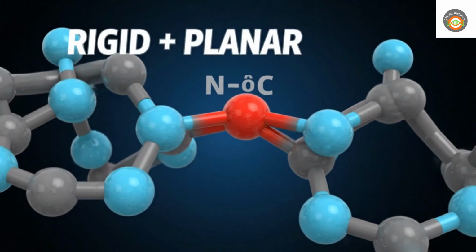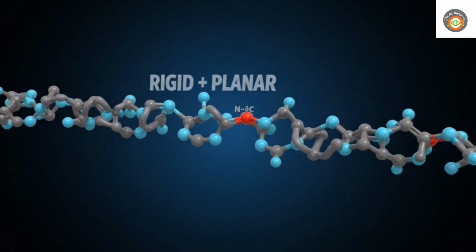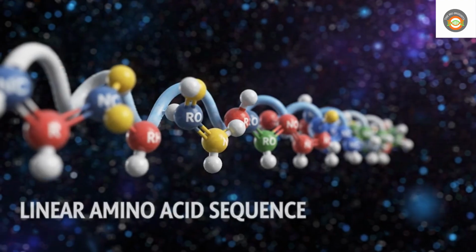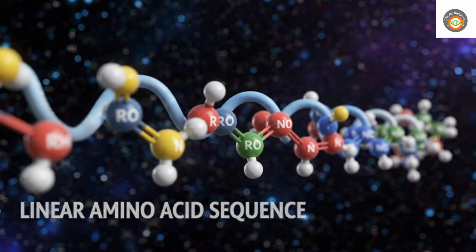Peptide bonds are rigid and planar, limiting rotation and influencing the shapes a protein can adopt. The primary sequence is simply the order of amino acids within the polypeptide chain.